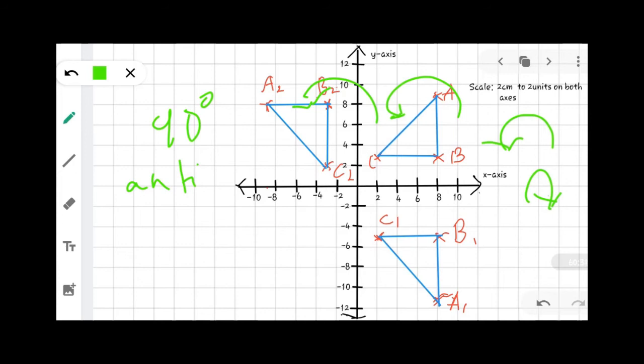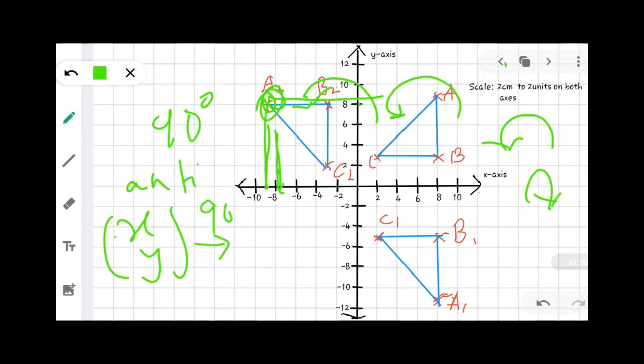So looking at the points, realize that A2 is -9, 8. So this is -9, 8. If you have a point x, y, and you perform a 90 degrees anti-clockwise rotation, the image becomes negative y, x. Our point A is 8, 9.